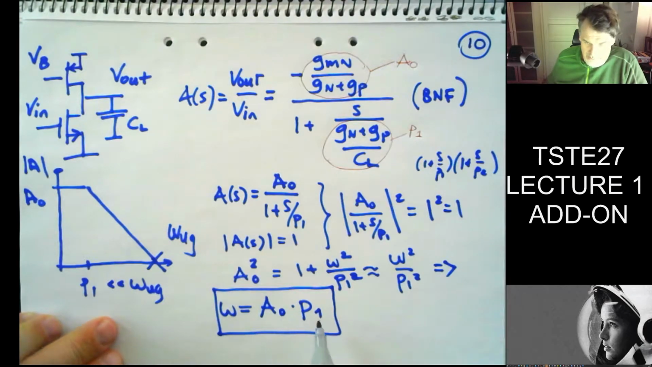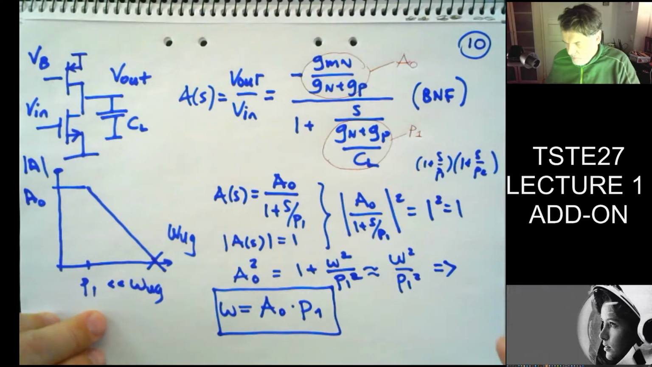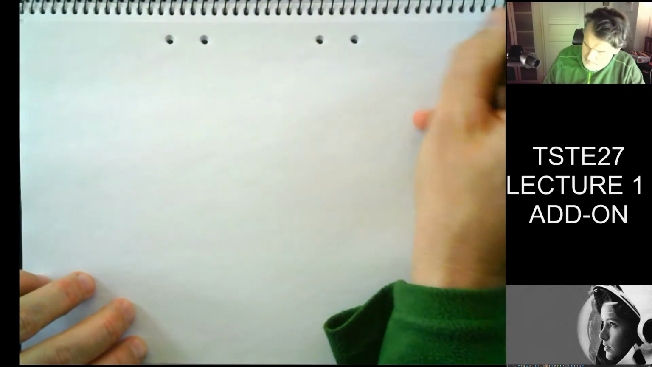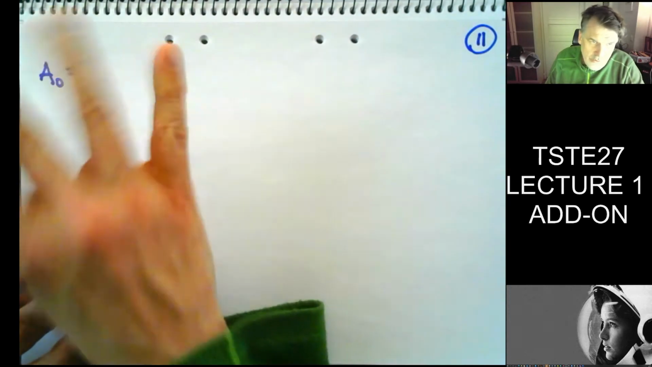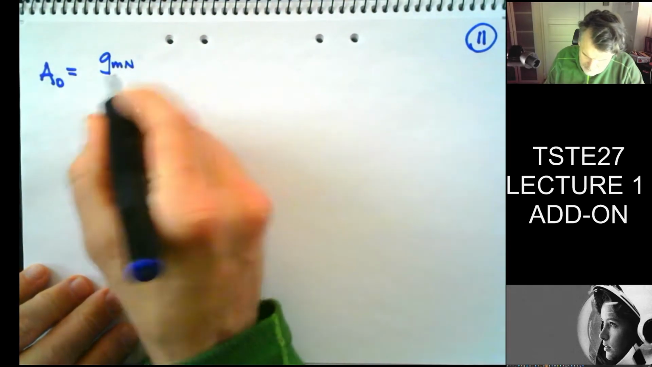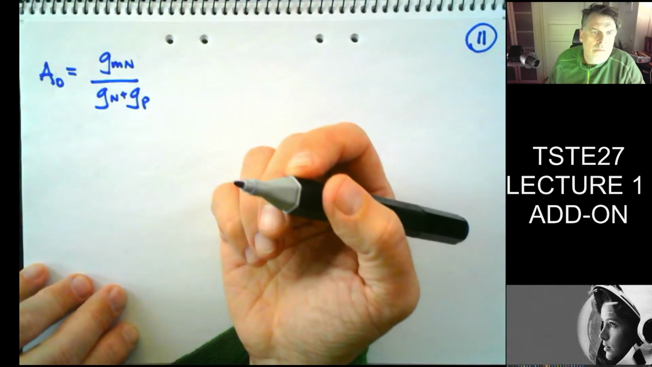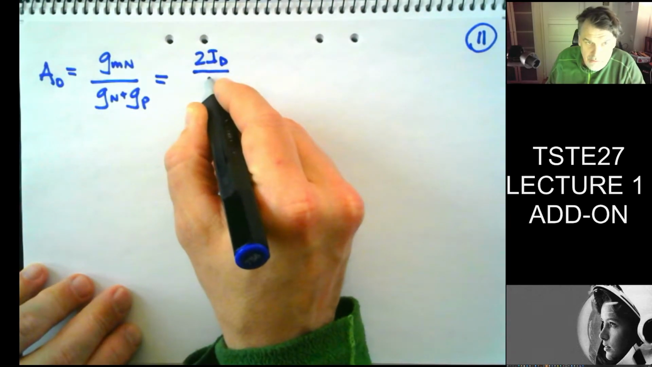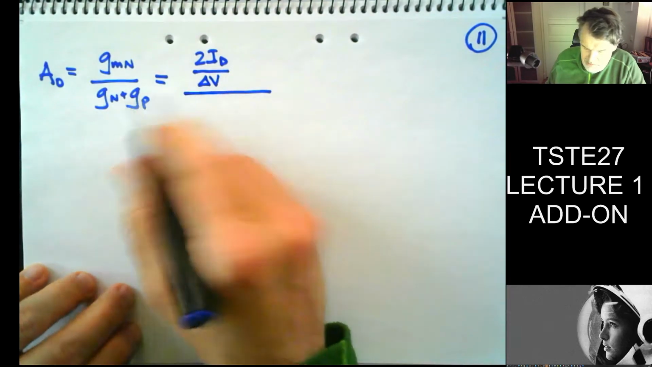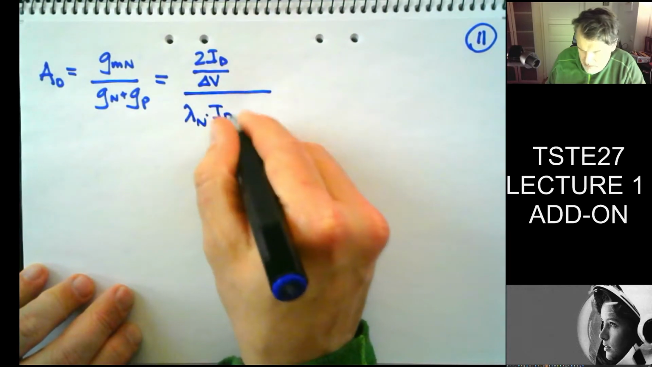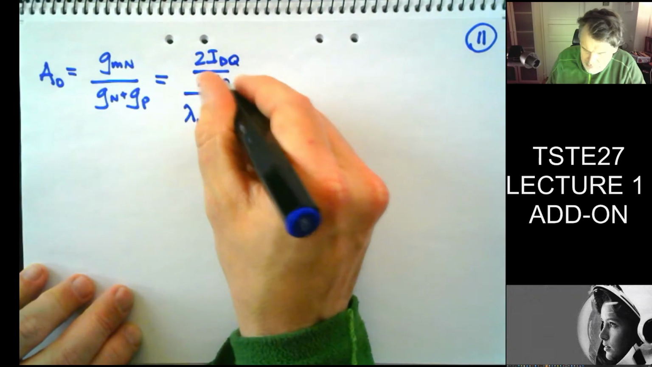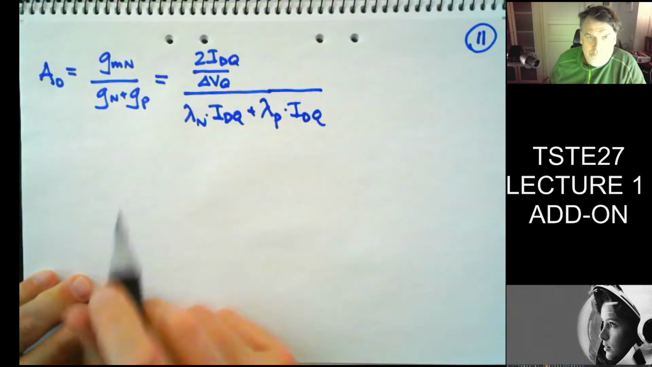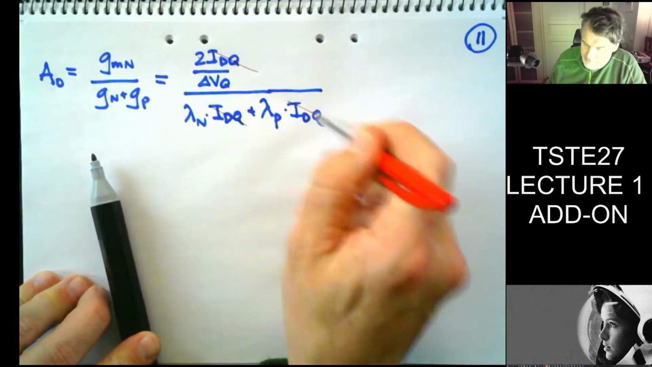And that's the bandwidth gain trade-off. So let's look a little bit at the equations we get. So A0, that's equal to, ignore the minus for now, GMN divided by GN plus GP, small signal characteristics. And GMN we said was 2ID divided by delta V, or VF, divided by lambda n times Idq. Let's add the q here for the quiescent point, just to be overambitious. And then plus lambda p times Idq, like that. And then we find that we can get rid of these guys.